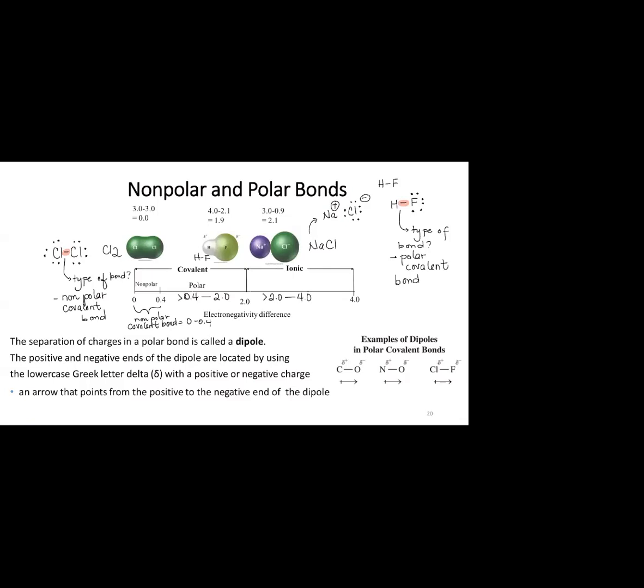Any questions on trying to determine, if you're given a molecule or a pair of atoms, what is going to be the type of bond that is found between them? Put a 1 in the chat if you understand this concept.